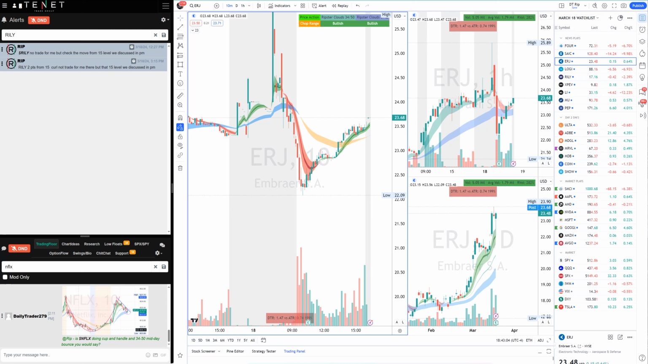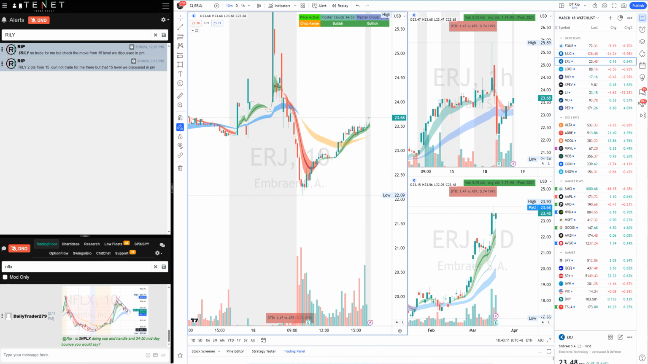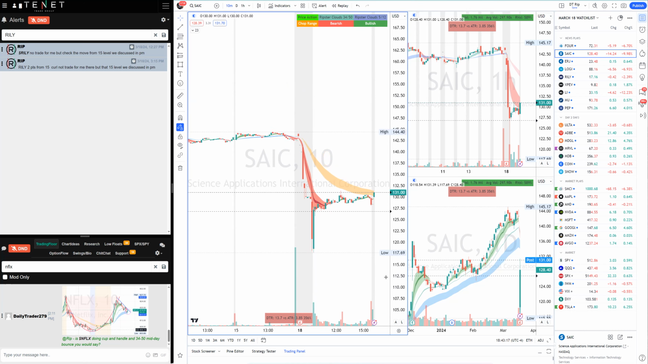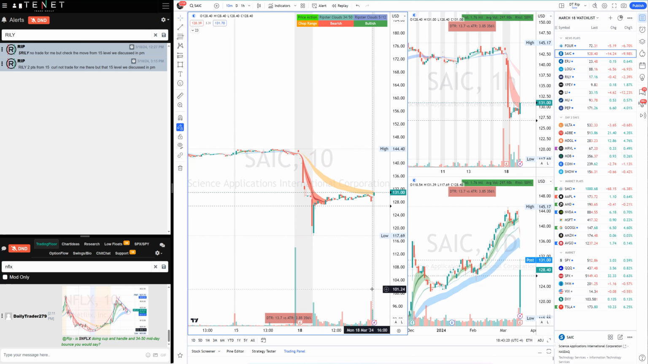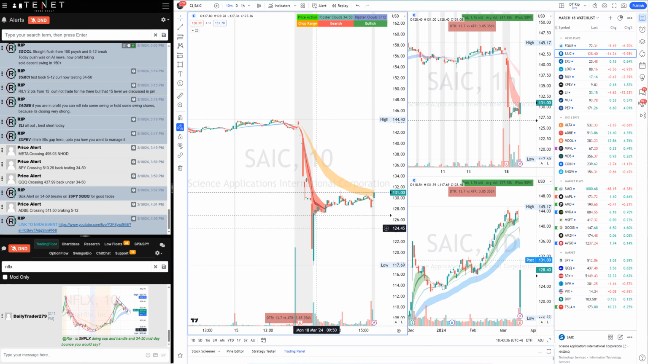There was another losing idea from the game plan, which was SAIC. Bearish bias to short the pops. I didn't trade it, but it was a losing idea because the point here was we wanted to short it on the pops, but when it popped, it made higher low, higher low. So there was no short. Somebody was asking me and I said there's no short. If you short here, take a loss, get out right away, because it's not breaking down. We want to see push and fade.